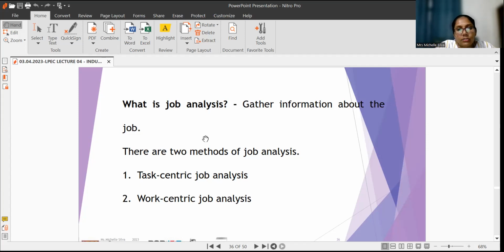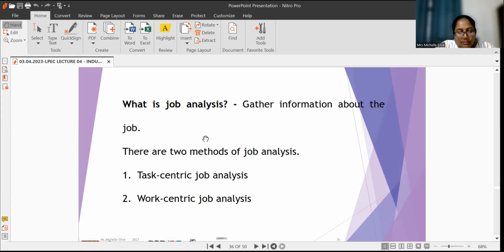In the task-centric job analysis, we try to list down the task, duties, and responsibilities of the job. So write down in front of task-centric job analysis: list down task, duties, responsibilities of a job. List down task, duties, and responsibilities of the job.